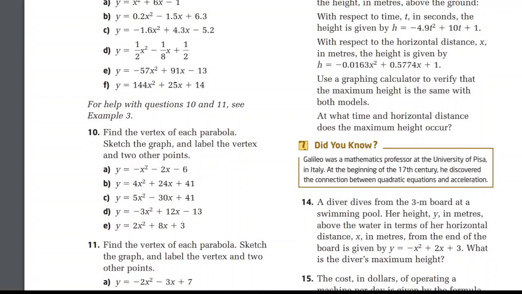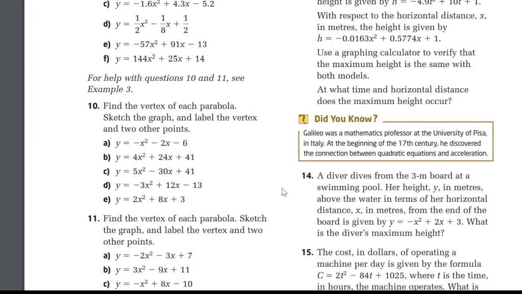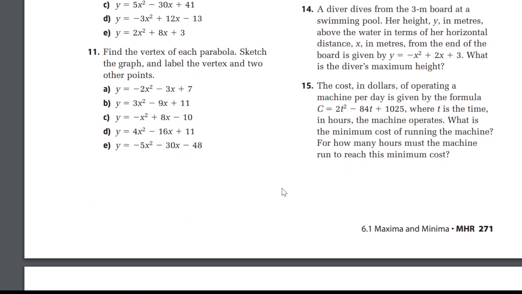So if I switch over here, we can take a look at number 15 quick. Number 15 says the cost in dollars of operating a machine per day is given by the formula C equals 2t squared minus 84t plus 1025, where t is time in hours the machine operates. What is the minimum cost of running the machine? How many hours must the machine run to reach this cost?